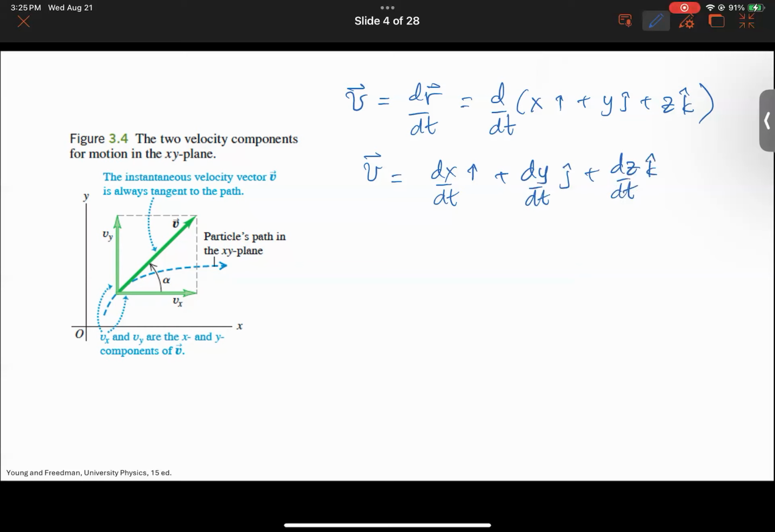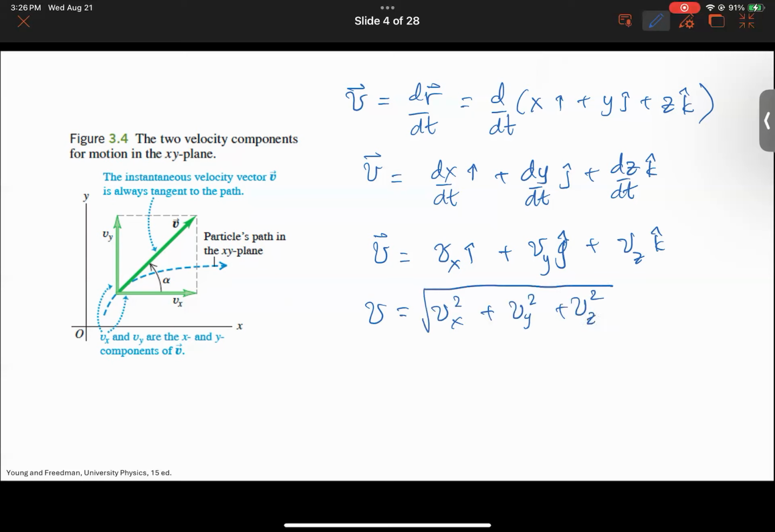Now, itong dx dt ngayon is nothing but yung velocity, instantaneous velocity along the x direction. And then yung dy dt is the instantaneous velocity along the y direction. And yung dz dt is the instantaneous velocity along the z direction. So v sub z k hat. Okay, to get the magnitude of the velocities, we simply use this equation.